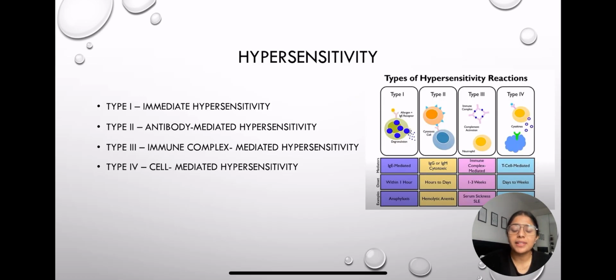Hypersensitivity. Hypersensitivity is the occurrence of an abnormal immune response caused by repeated exposure to a particular antigen. Hypersensitivity diseases can be grouped based on their underlying causes, as seen on the slide with some examples.